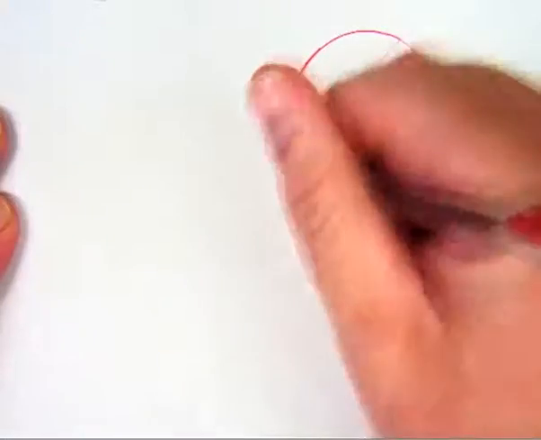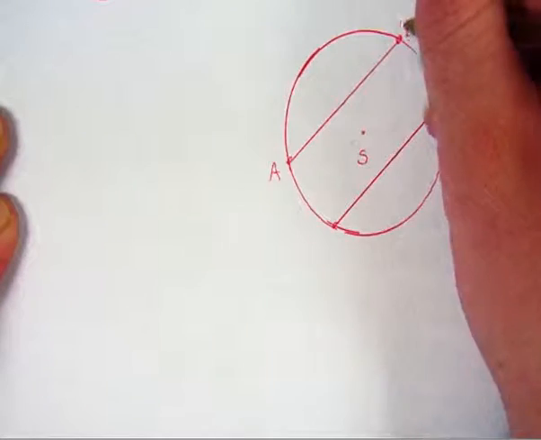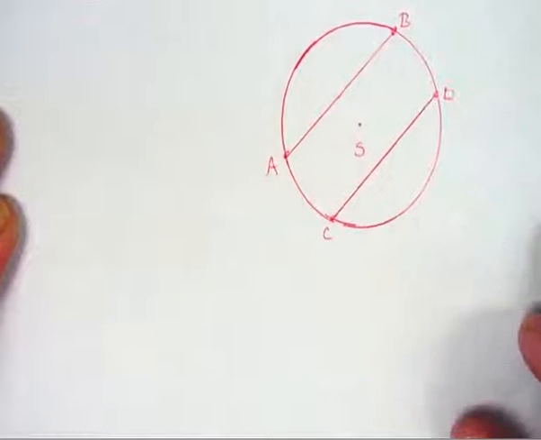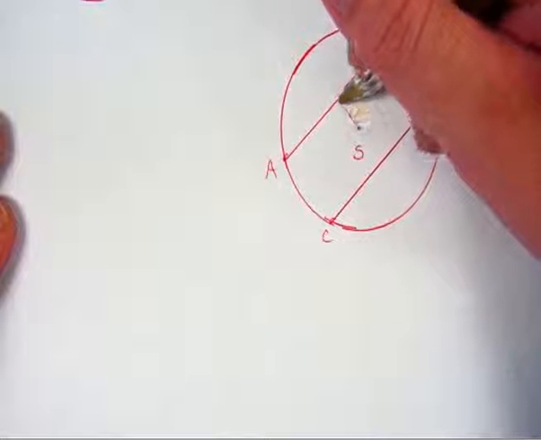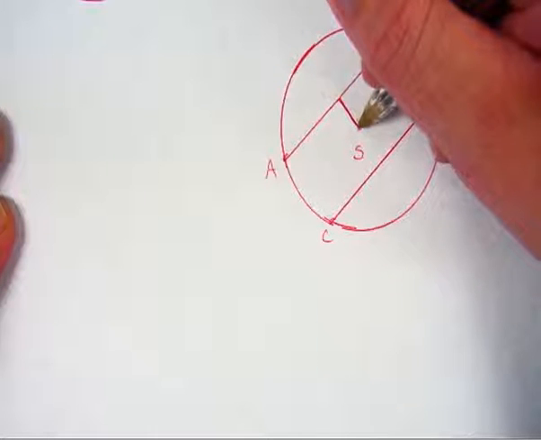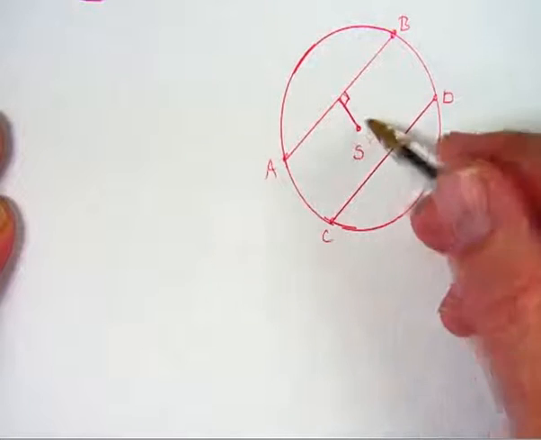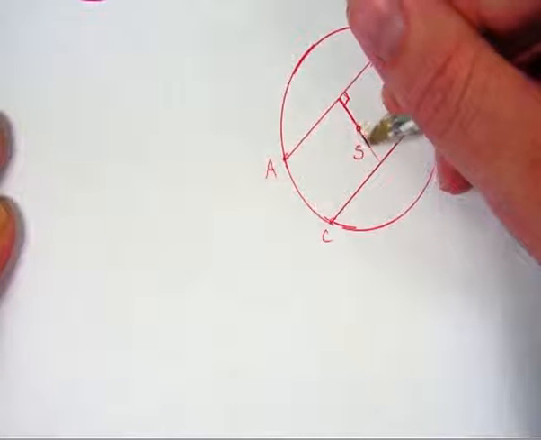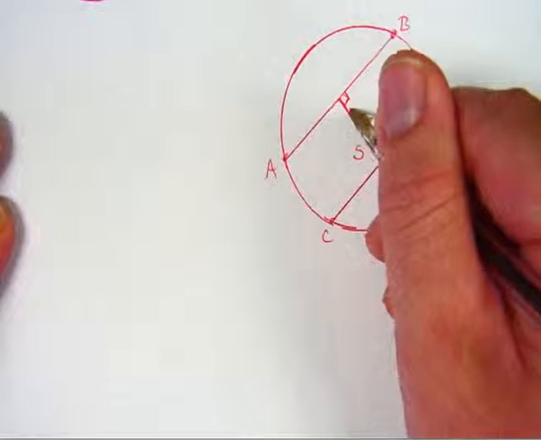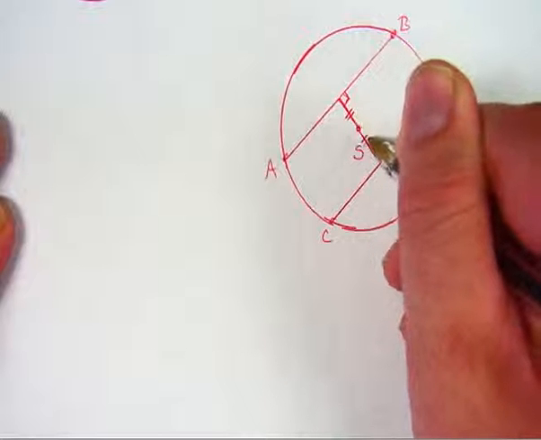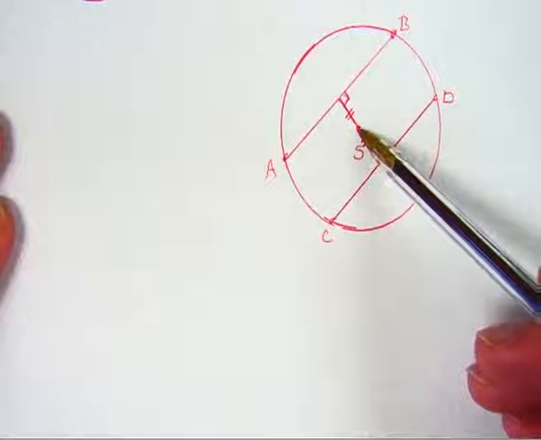So I have two sets of chords. I'll name them so that we can talk about them more easily. Let's say this is chord AB and chord CD. What we can say is that if chord AB is a certain distance away, and we measure that distance by doing a perpendicular line from the center, and this one is the same distance away from the center point, that means these chords are the same distance from the center of the circle.